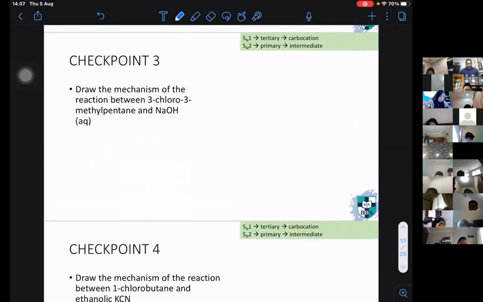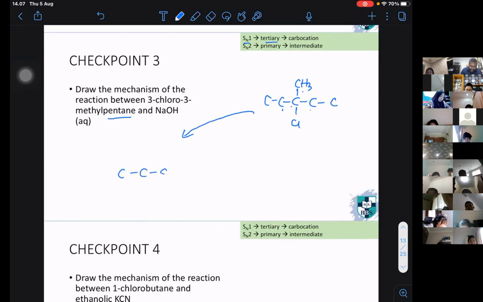Now, draw the mechanism of the reaction between 3-chloro-3-methylpentane. In order to do this, pentane, 5 carbons, and then 3-chloro, Cl, and 3-methyl. I want to draw the mechanism. So first of all, identify SN1 or SN2. You can see that the carbon has 3 R groups, so it's going to be tertiary. So SN1, a carbocation will be formed. So what you do is form the carbocation first, with CH3 and the chain as shown.